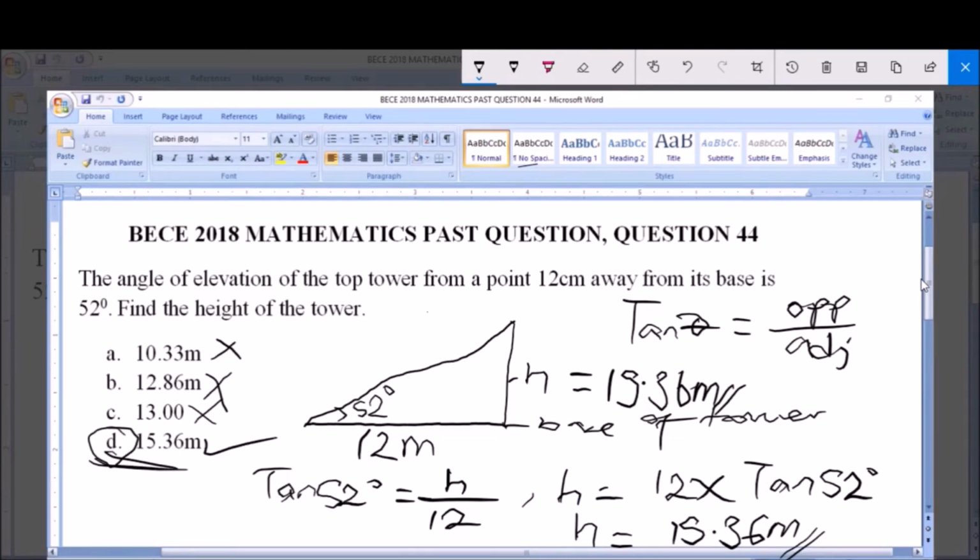Remember, we use tan theta. After representing it diagrammatically, we say this is the tower, this is the base, and the distance of the angle of elevation from the base is 12 meters. And then this is the height of the tower which we are asked to look for. And this height is opposite to the angle of elevation. So we use tan theta, which is equal to opposite over adjacent. So D is our final answer.